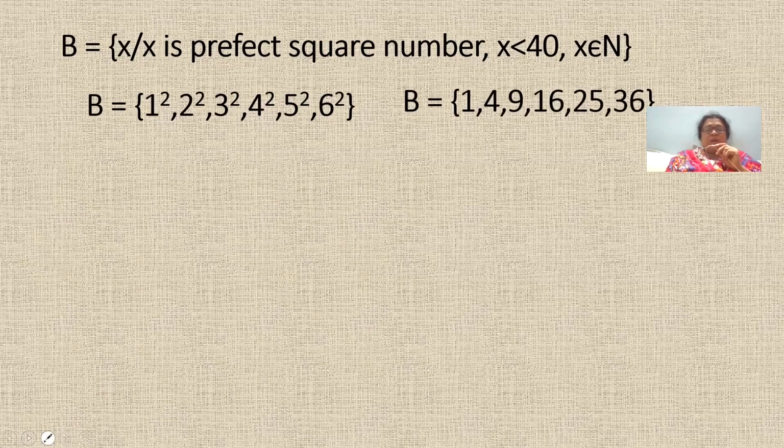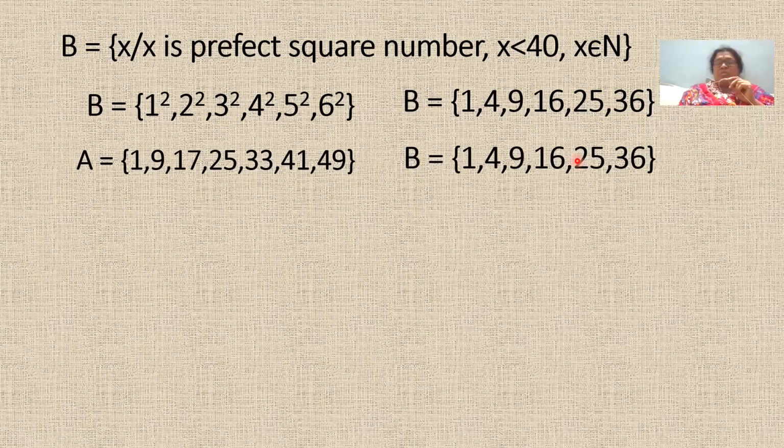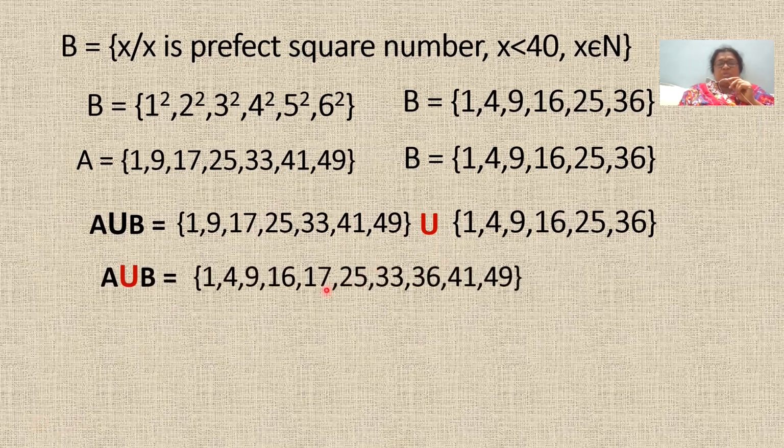This is set B. And now you know the set A and the set B, which are written in roster form. Now you have 2 sets. Now you can easily perform these operations. A union B is the numbers which are in A or B, like 1, 4, 9, 16. So these numbers are in set A or set B. So we have to write in ascending order neatly.